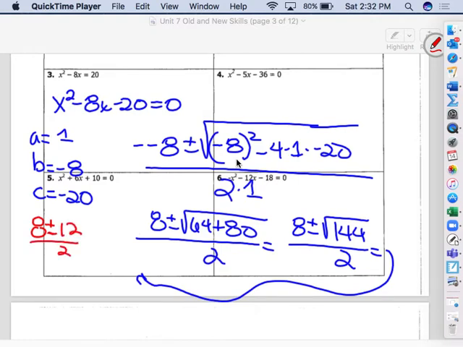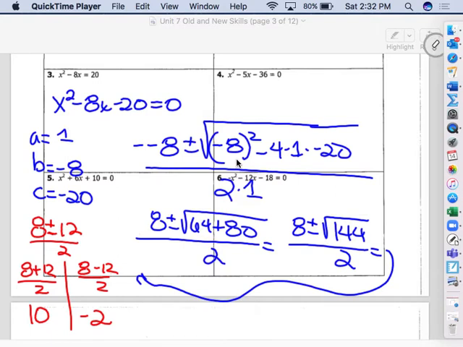And I would break this apart. 8 plus 12 over 2, 8 minus 12 over 2. So my 2 roots are going to be 20 divided by 2, which is 10, or negative 8 divided by 2, which is negative 2.